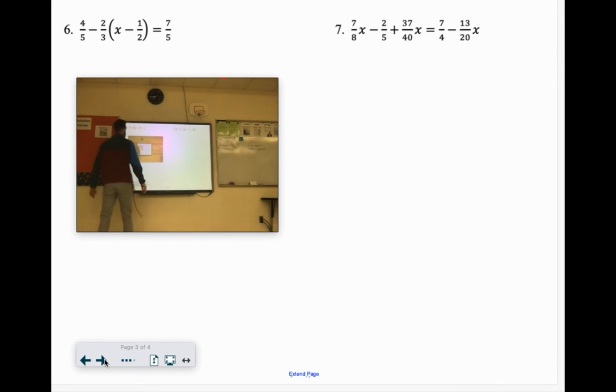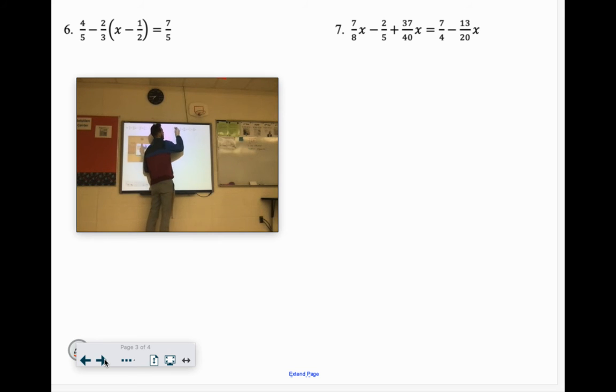Awesome. We're cruising. Number 7. Whoa, nothing to distribute, but we have a ton of fractions. All right, let's look at our numbers. 4, 20, and 40 all go into 40, so we can use 40. 8 and 5 go into 40. Let's just use 40.